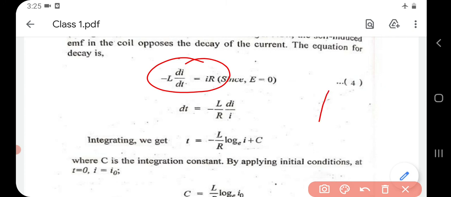From that, just rearrange the equation and find dt. On integrating, you get the value of t as minus L by R logarithm to the base e of I plus C, similar to what we have discussed earlier. Now what is the next step? As discussed in the growth of current, you have to find the value of C. What is the value of C?